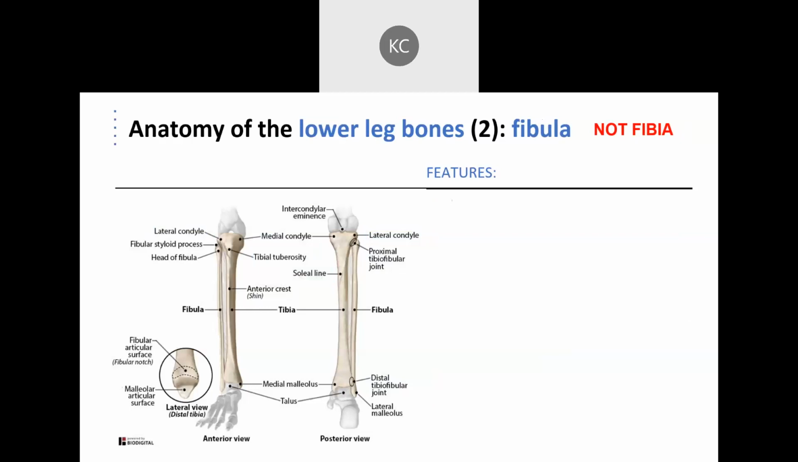Now, the second bone is the fibula. So this is not the fibia. It was never the fibia, nor will it ever be the fibia, but it is the fibula. So please say fibula. The tibia and the fibula form a joint both proximally and distally.